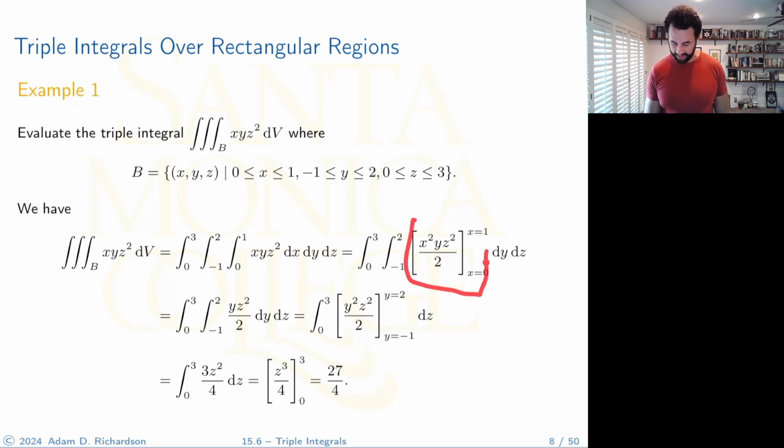So here's me applying FTC2 in terms of x. Simplify this to get this. Now I'm going to apply FTC2 again to the y variable. You get this. Simplify this, and you get that. And then last but not least, we run FTC2 one more time with respect to z, and we get 27 over 4. So that is what that triple integral is.